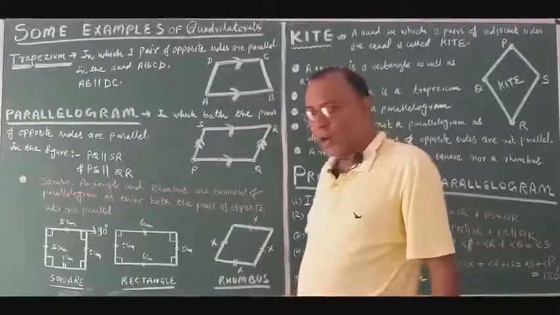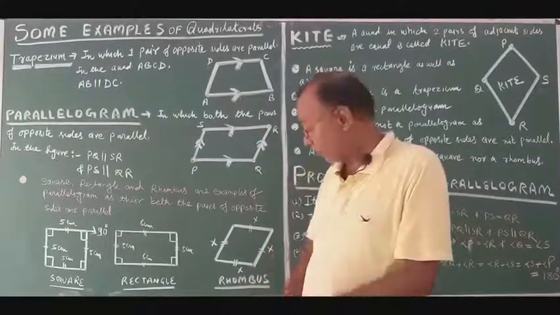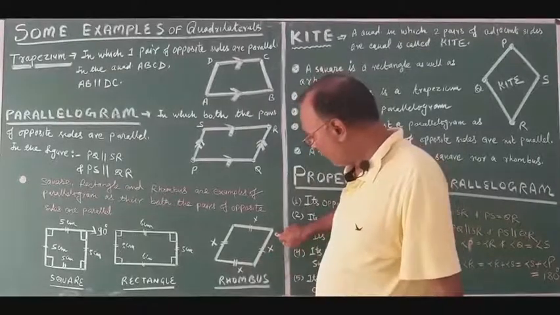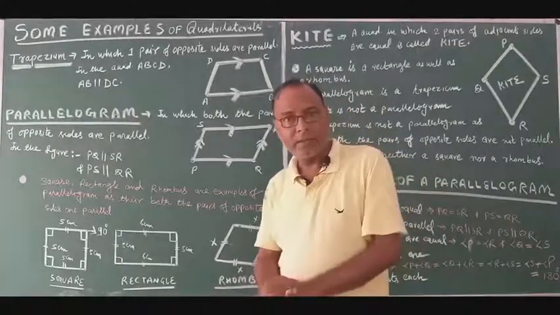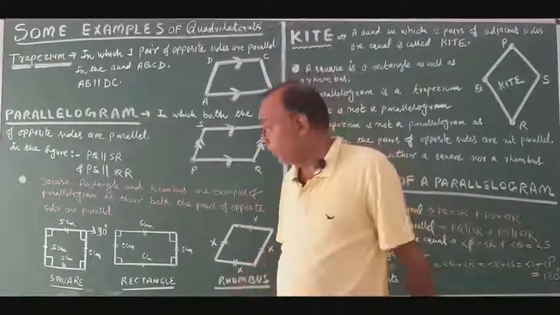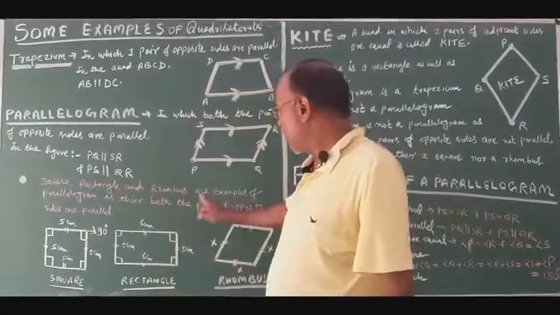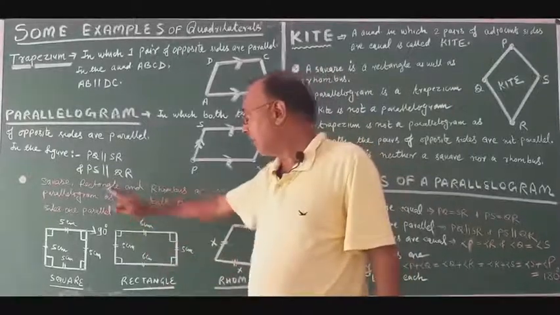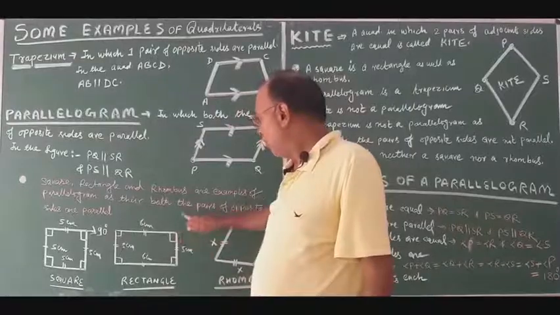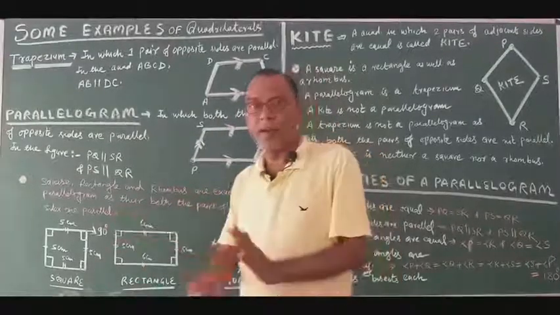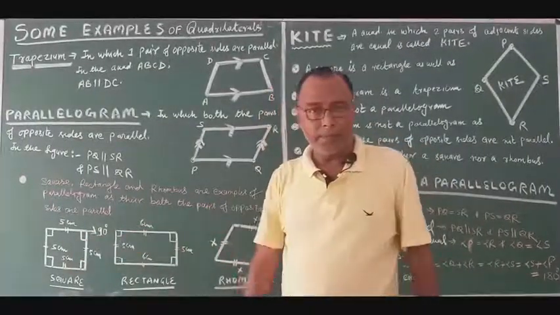Now come to the rhombus. A quadrilateral in which all the four sides are equal. Suppose this length is x unit, this is again x, x, x. All the four sides are x. It means this is a rhombus. So we can say the square, rectangle and rhombus are examples of parallelograms. Why are they examples of parallelogram?